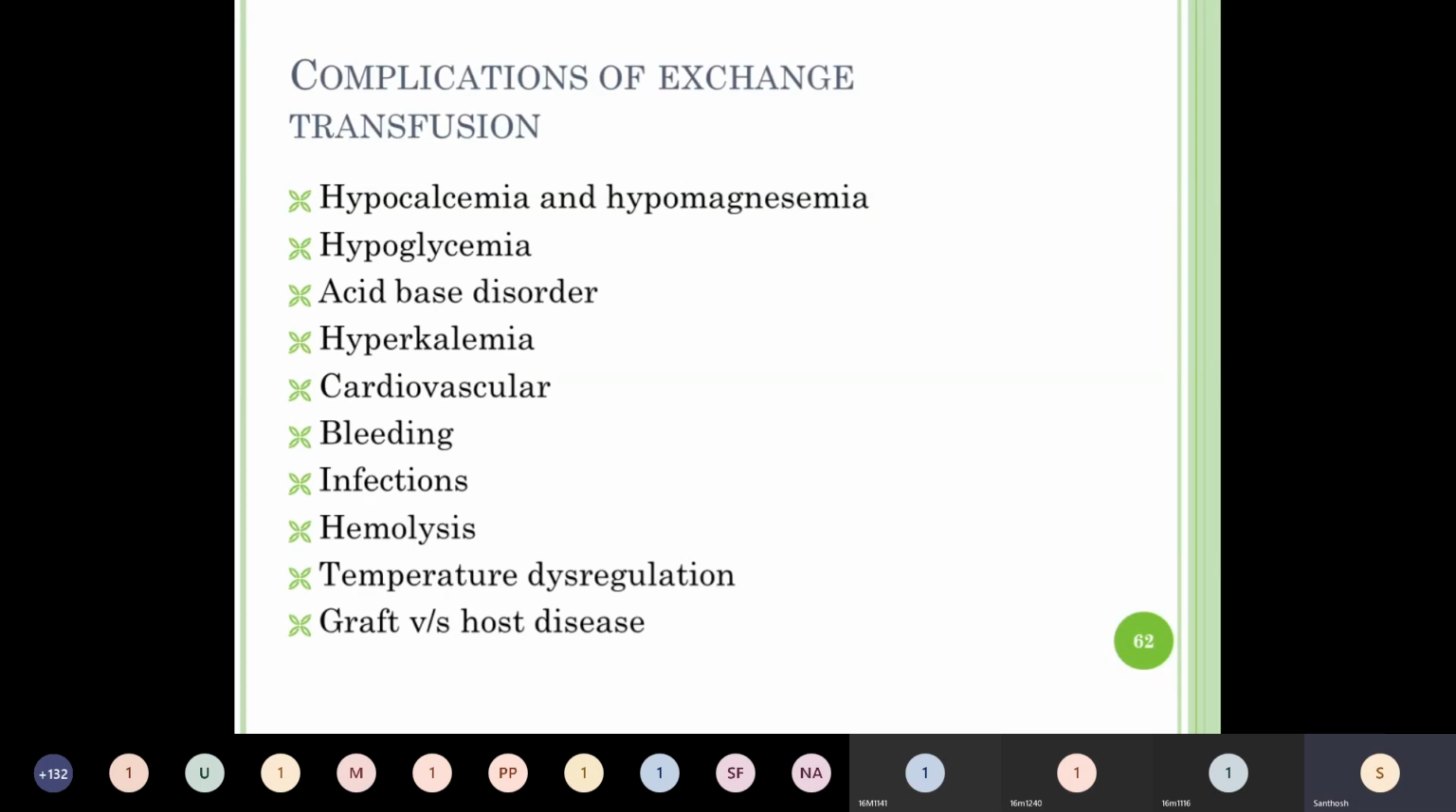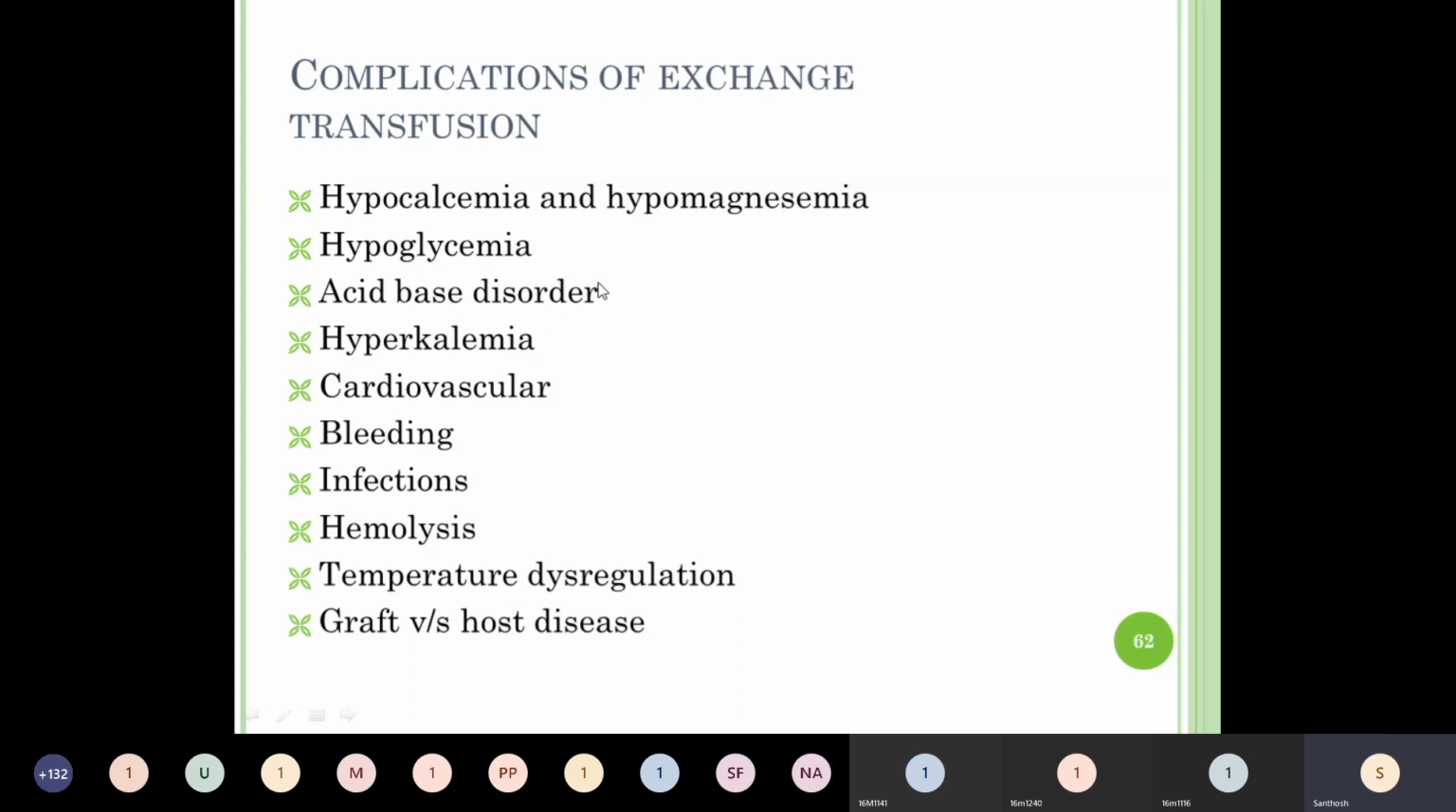Now there are certain complications associated with exchange transfusion. It is not that simple. Okay. Because it is citrated blood, what you are taking is citrated blood, the baby's calcium can become low. Okay. There can be hypocalcemia. Hypoglycemia can occur in these babies. Okay. Because it is stored blood more than 7 days and because of the preservatives, the baby can have hypoglycemia. So in between check the sugar levels, and if it is low you need to push the dextrose.